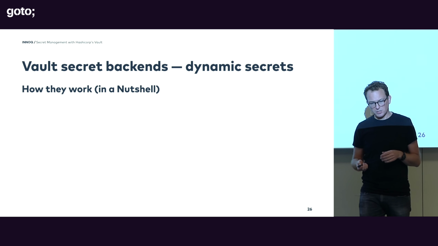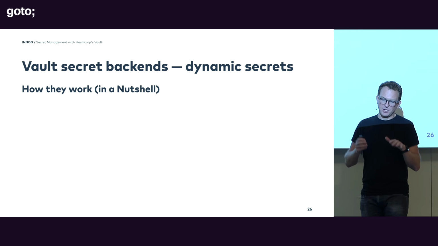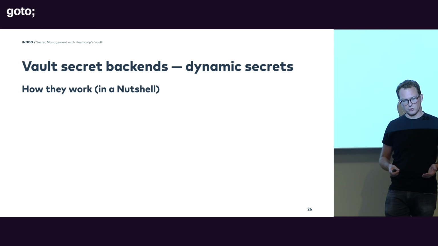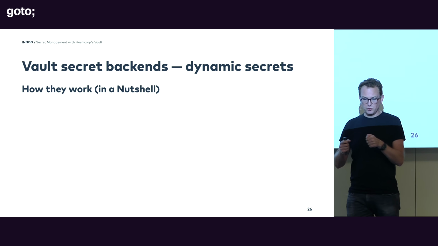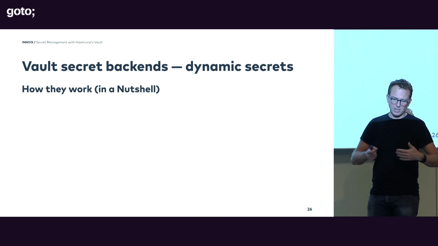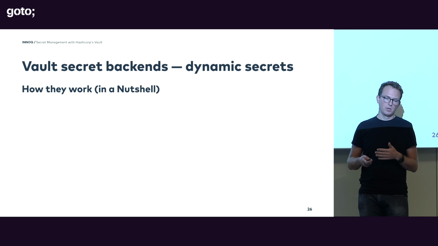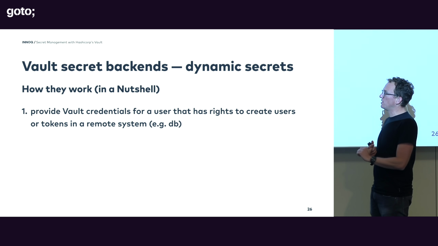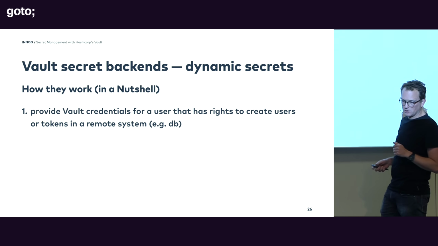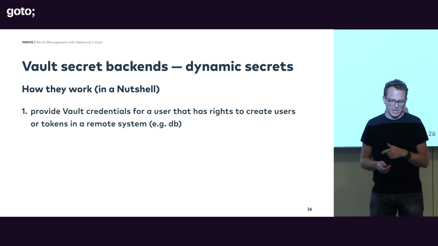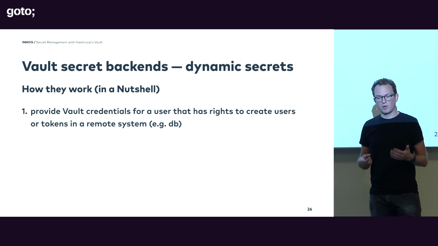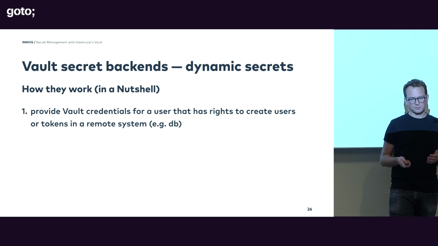And how does this work? So the thing that Vault does is it automates the work that usually operators do for you. So in order to create a new user, because it creates users on the fly, you need to have admin credentials in order to be allowed to do that. So the first thing that you do if you configure such a secret, a dynamic secret backend, is that you provide Vault with credentials that allow you to create new users on the fly.